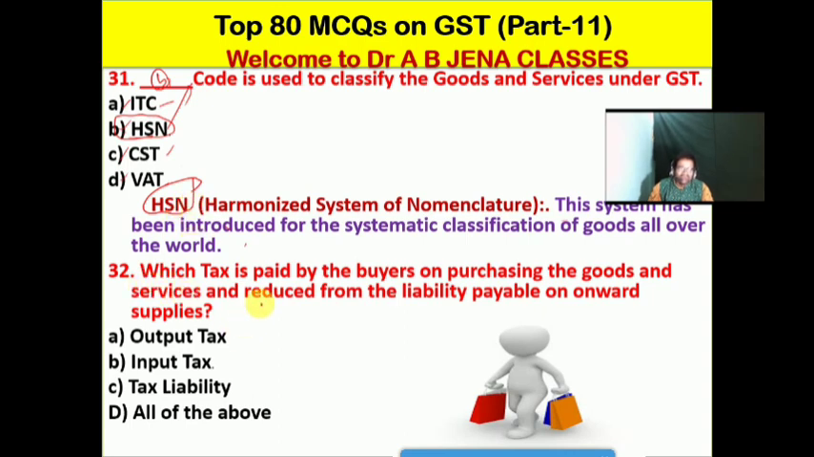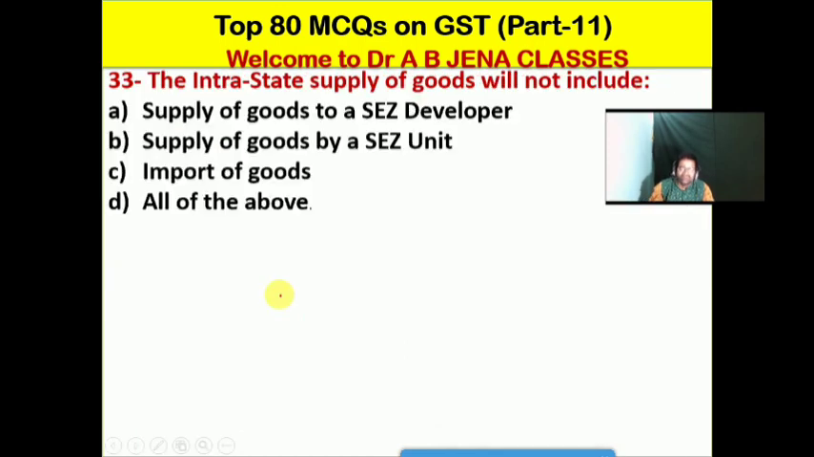Next one, which tax is paid by the buyer on purchasing the goods and services and reduced from the liability payable on onward supplies? A, output tax; B, input tax; C, tax liability; D, all of the above. No doubt friends, it's B. Now let us clear what is the meaning of input tax. Input tax is paid by the buyer on purchasing the goods and services and reduced from the liability payable on onward supply. So here friends, B is the right option for this MCQ.